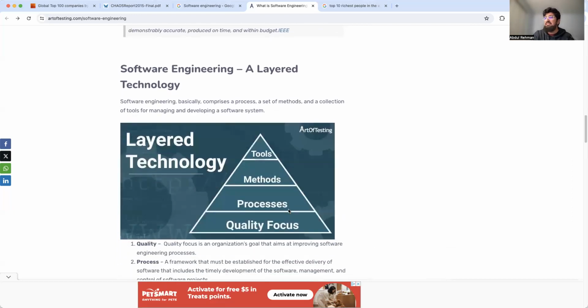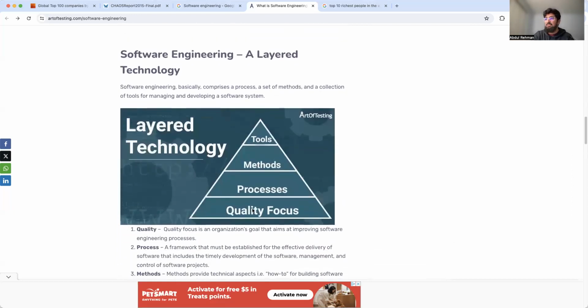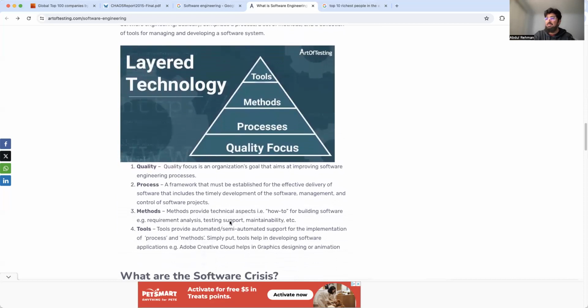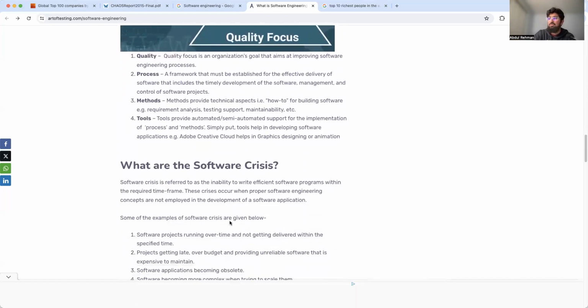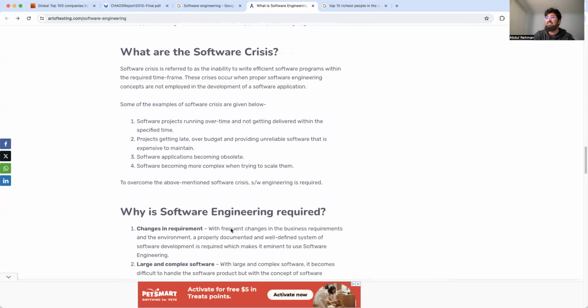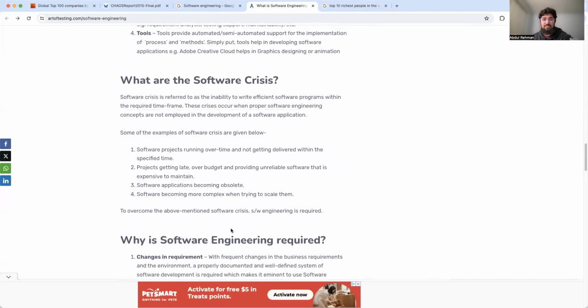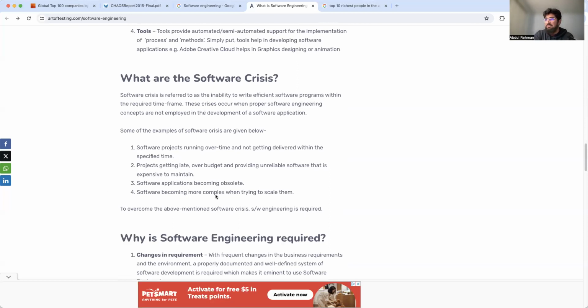I'm not going to discuss the layered technology, that is, what is quality, what is process, what is method, and what is tool. Let's just simply recap what we discussed: software these days is actually creating more problems because of its size and its scale. So many people are using it, and there are different technologies and the developers themselves. So there are so many problems that we already somehow discussed.